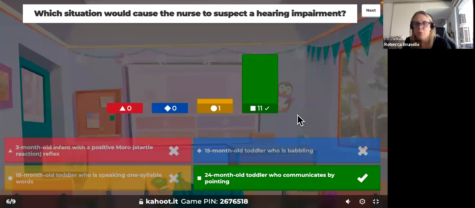Yeah, good. So the other ones are going to be kind of normal, right? So you babble, maybe you start with one syllable. The Moro reflex is a normal reflex in a 3-month-old. But if you have a 24-month-old, this kid should be using two-word sentences, like "me go." So it would be unusual for them to be communicating by pointing.